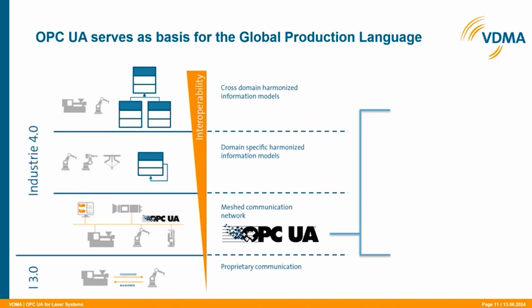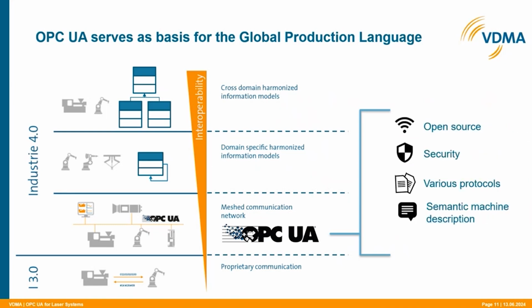Industry 3.0 started with proprietary communication. And with Industry 4.0, we introduced the mesh communication network with OPC UA. So OPC UA serves as the basis for the global production language. And here you can see the advantages of OPC UA, like open source and that it's secure. Also possible are various protocols, semantic machine description, and it's scalable.